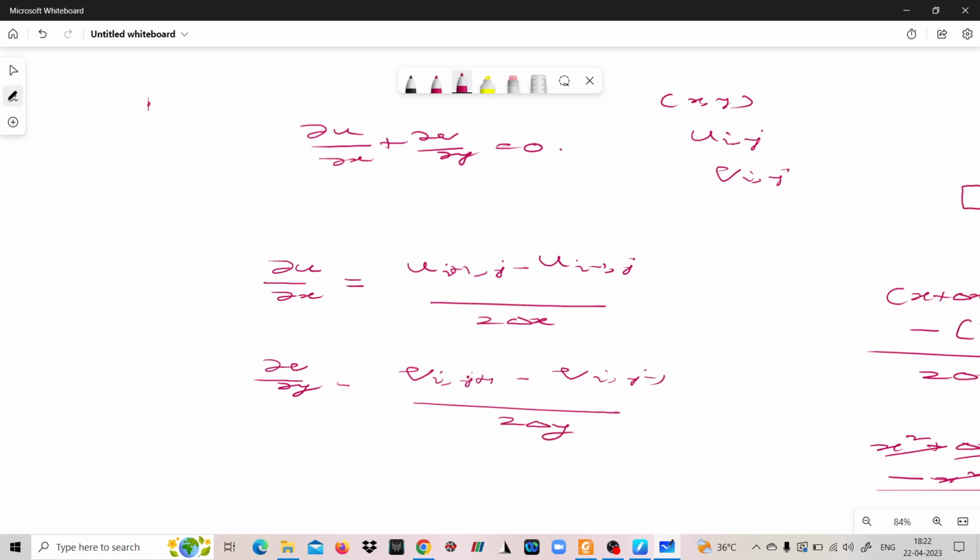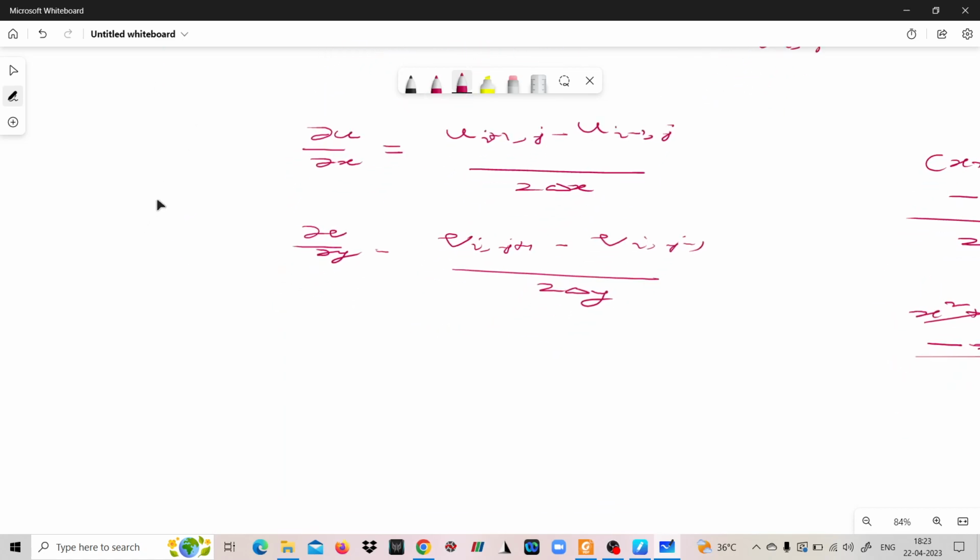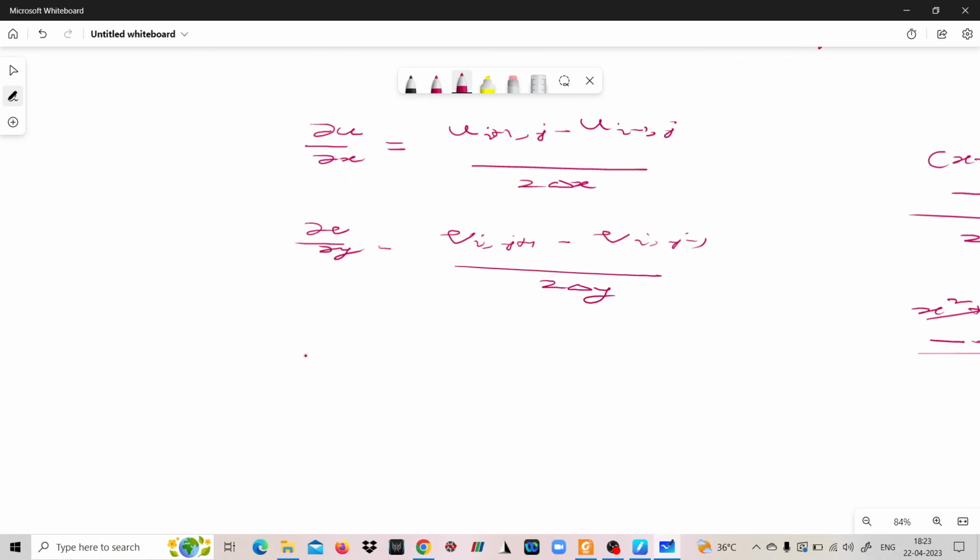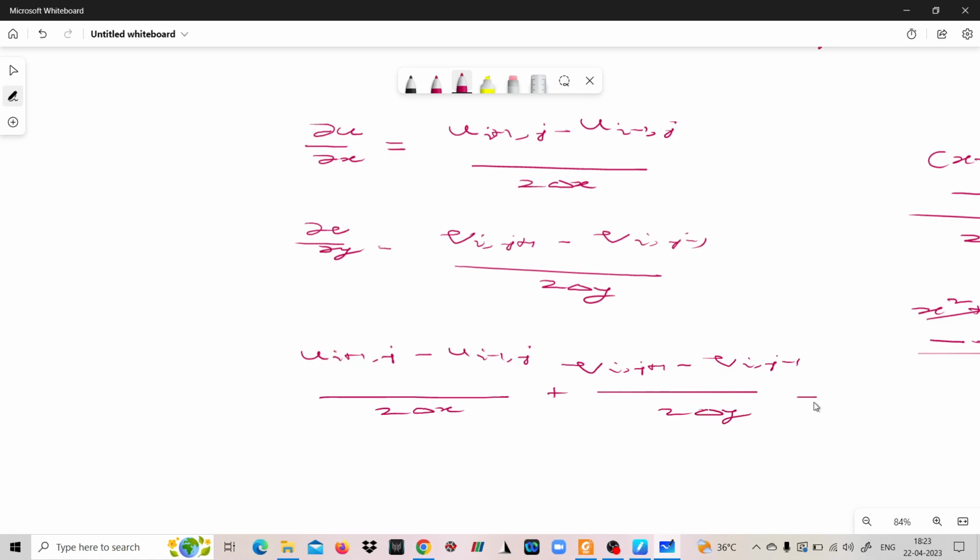Okay, so what will be the central difference approximation? The central difference approximation will be u i plus 1 j minus u i minus 1 j divided by twice delta x, plus v i j plus 1 minus v i j minus 1 divided by twice delta y, is equal to 0. Okay, so this is the approximation, but the next part is important.